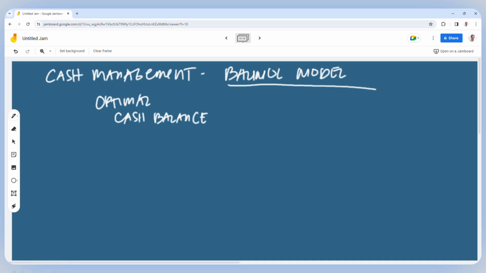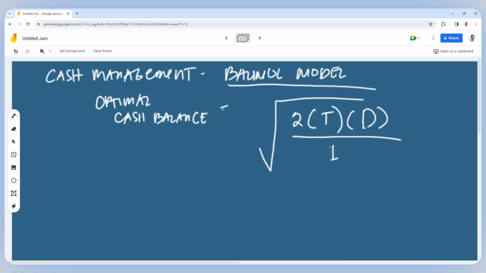Okay. So how do we do or how do we compute for the optimal cash balance using the BOMOL model? It should be square root of 2 to be multiplied by T to be multiplied by D. No? Mamaya, we'll discuss yan. No? Divided by yung ating I. Ano yung I? That would be your interest. No? And that would be your optimal cash balance or OC. No? By the way, what is 2 here is constant. Ha? Okay? 2 here is constant.